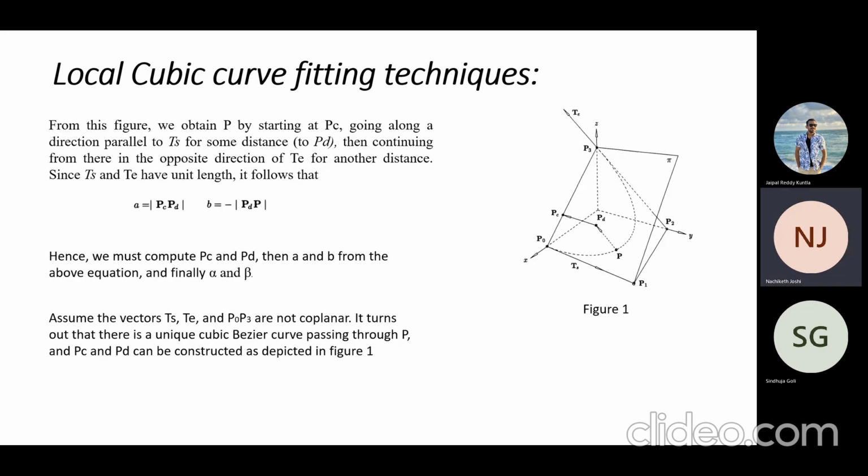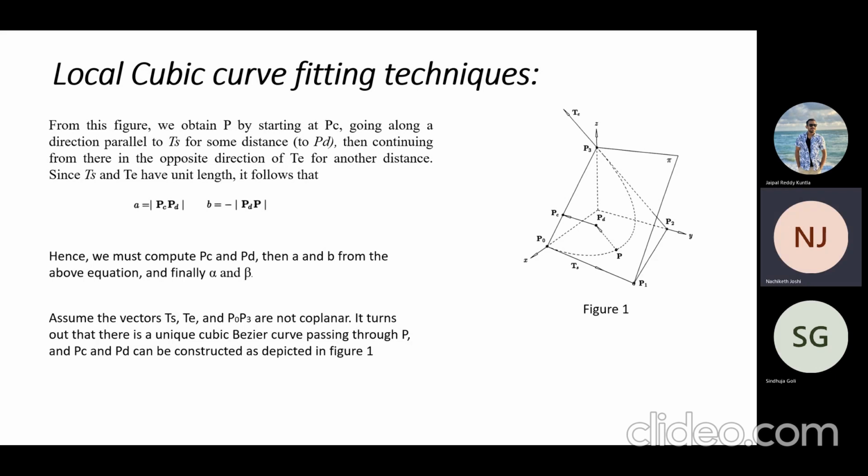From this figure we obtain P by starting at PC, going along a direction parallel to TS for some distance to PD, then continuing from there in the opposite direction of TE for another distance. Since TS and TE have equal unit length, it follows that a is equal to the length of PC to PD, and b is equal to minus the length of PD to P. Hence, we must compute PC and PD. Then a and b from the above equation give alpha and beta.